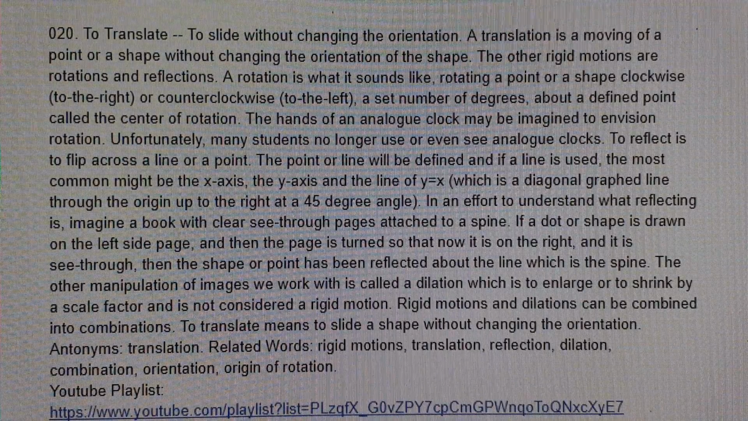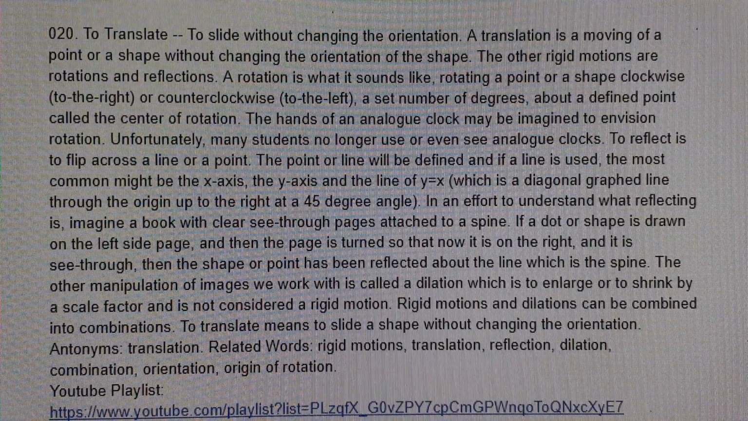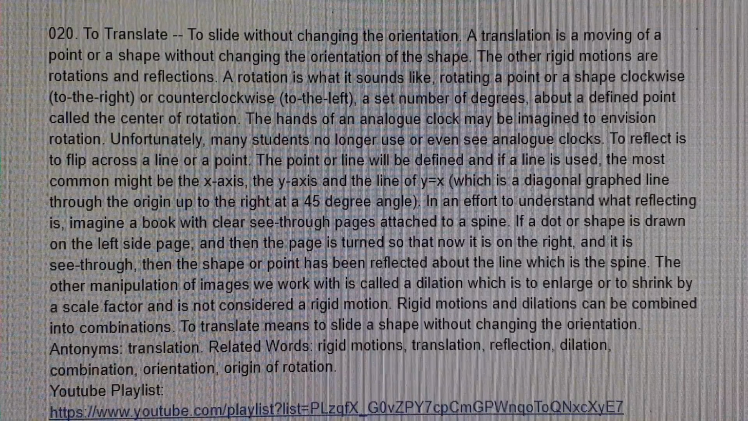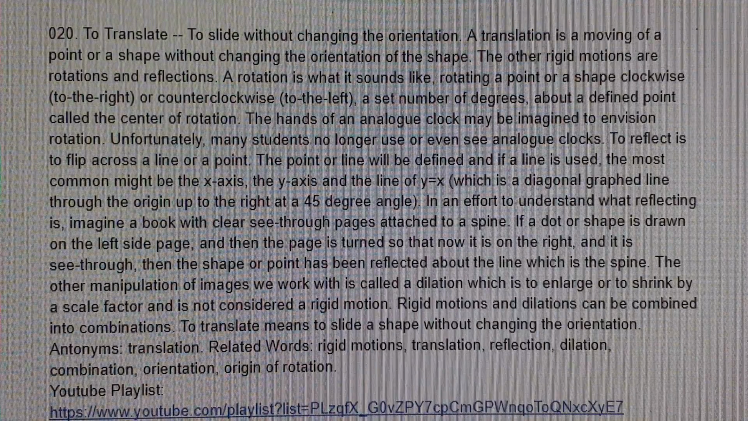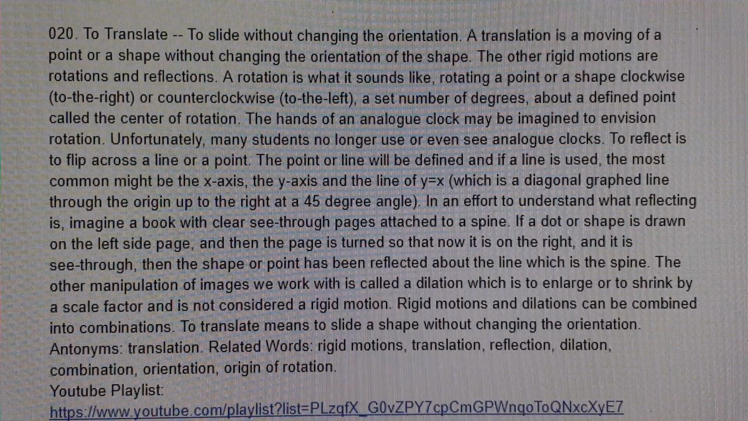The other manipulation of images we work with is called a dilation, which is to enlarge or to shrink by a scale factor, and is not considered a rigid motion. Rigid motions and dilations can be combined into combinations. To translate means to slide a shape without changing the orientation.